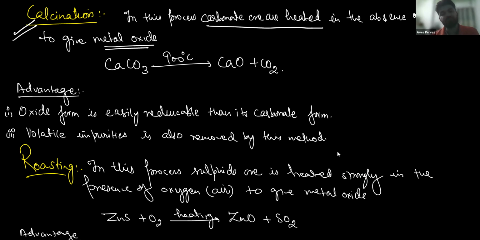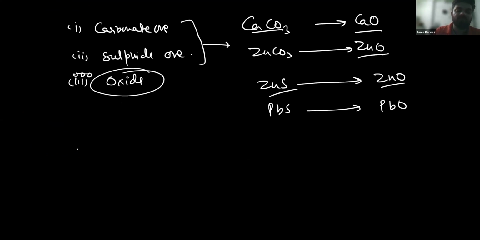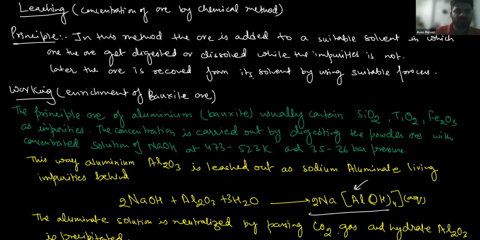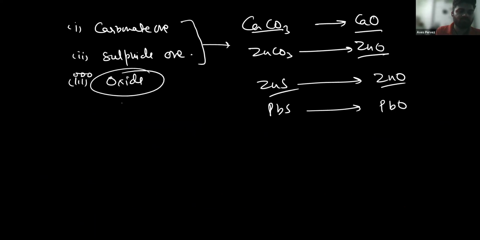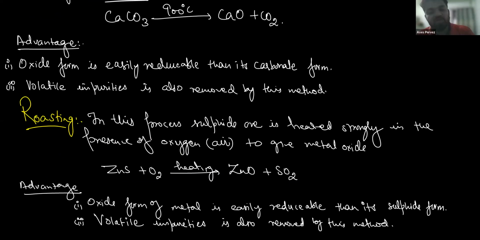Noted, sir. Roasting: in this process sulfide ores are heated strongly in the presence of oxygen. We need oxygen in this one. We cannot heat it in the absence of oxygen to give metal oxide, and the advantages are the same. Both have the same advantages of the oxide form, so you need not write it twice.